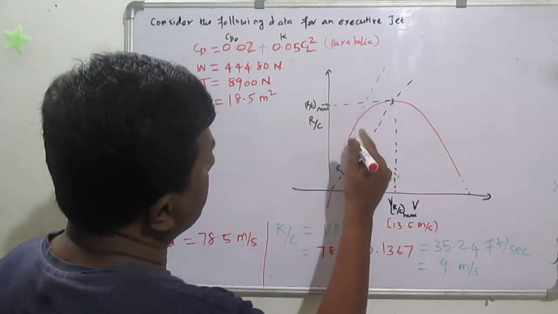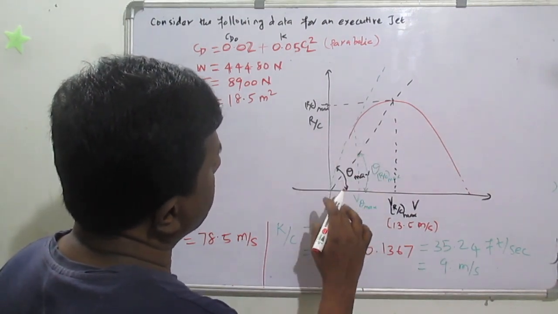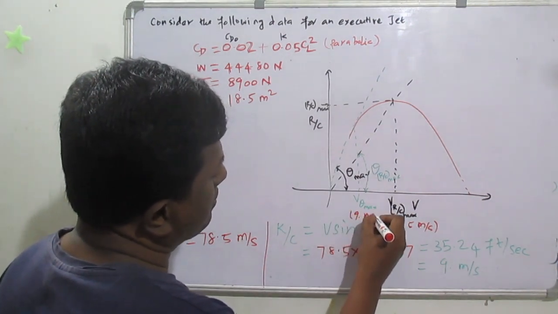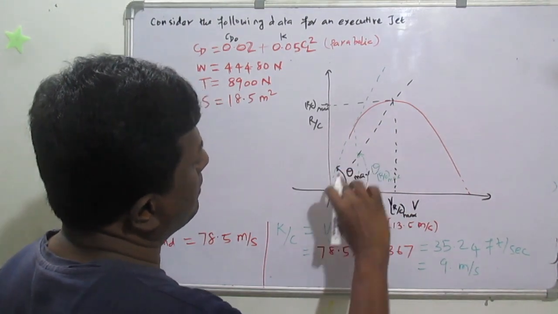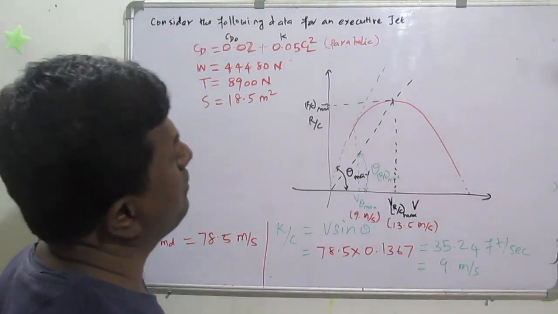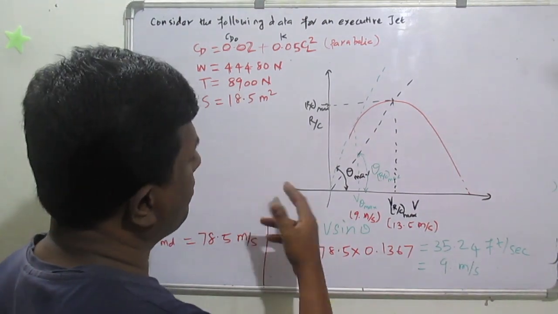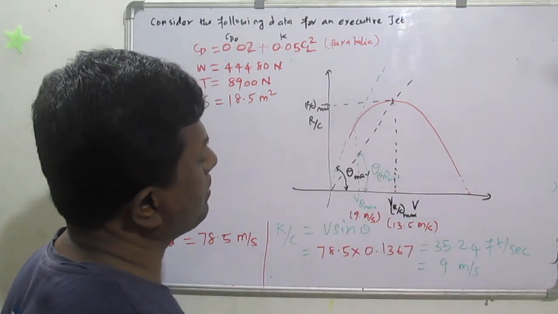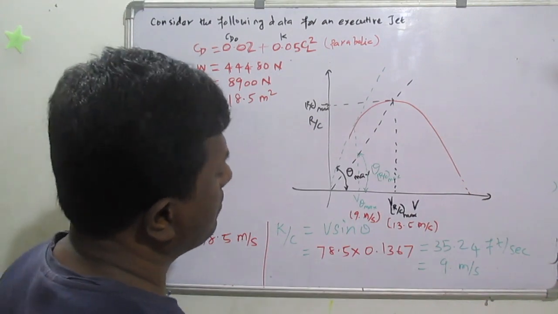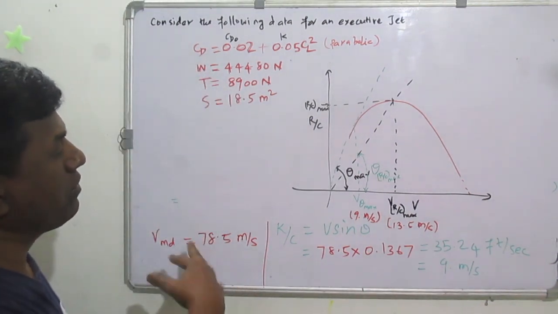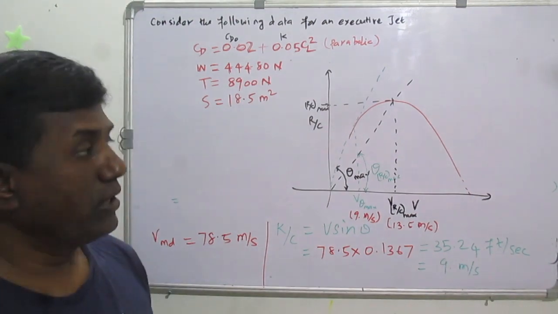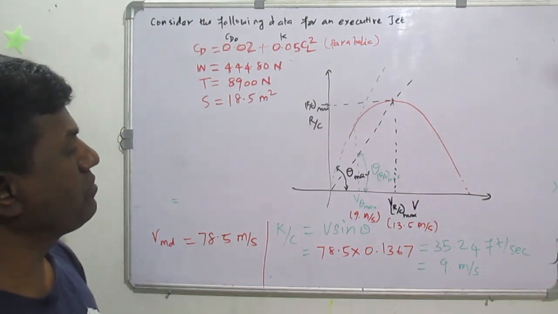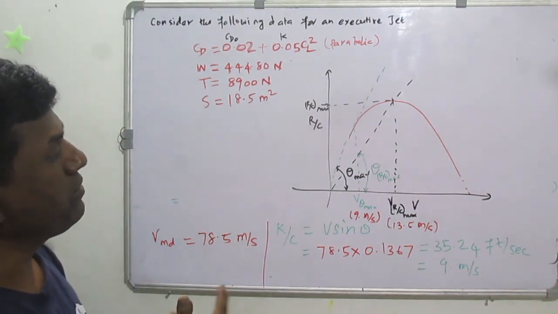Then for the maximum angle of climb, the velocity we are now getting is around 9, which matches our graphical representation. So for the maximum angle of climb, the velocity will be smaller than for the maximum rate of climb. That is what we have to understand from this example. I hope this problem gives some idea about how to find the maximum angle of climb and maximum rate of climb.